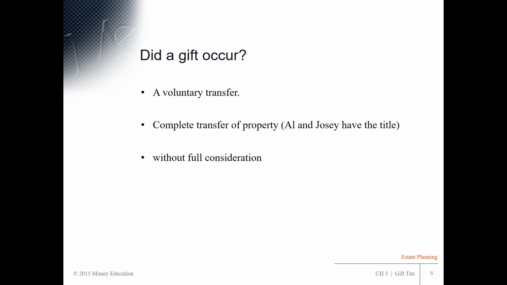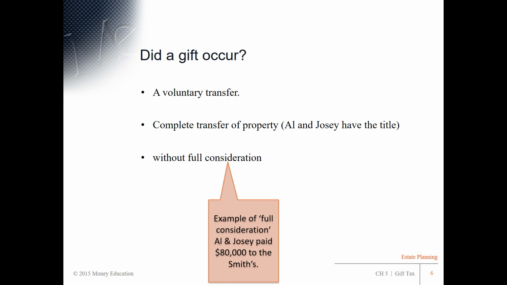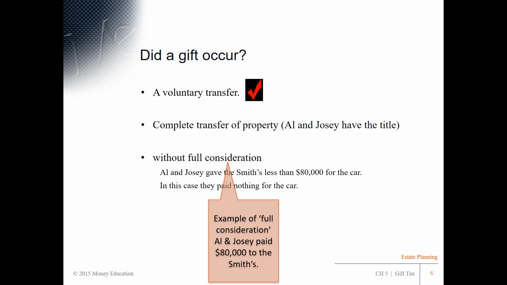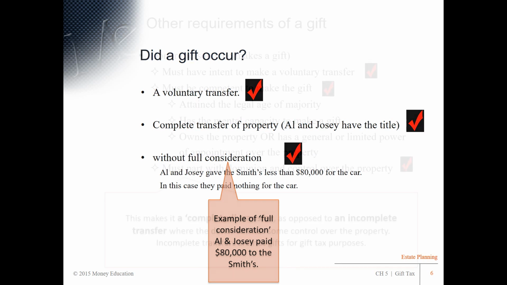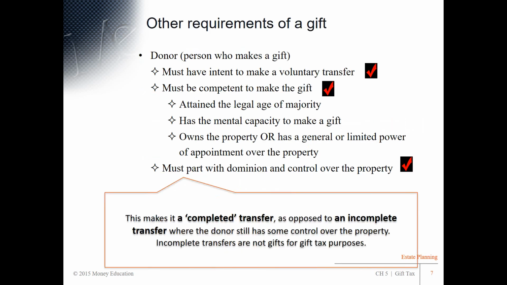Also, the transfer of ownership has to be without full consideration. So there's going to be a lot of legalese in here. Consideration just means, an example of full consideration would be that Al and Josie paid $80,000 to the Smiths. In other words, did they buy it? No, they got it without paying full consideration. So Al and Josie gave the Smiths less than $80,000 for the car. In this case, they paid nothing for the car. So has a gift occurred? Sure.